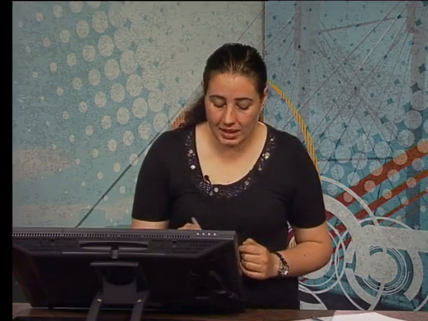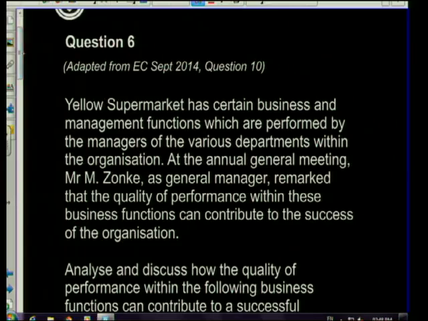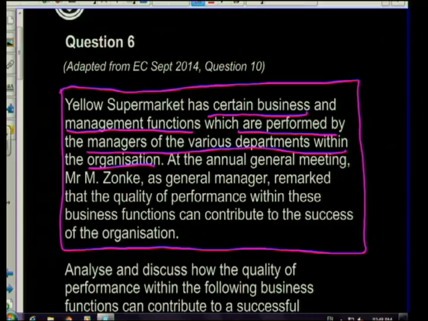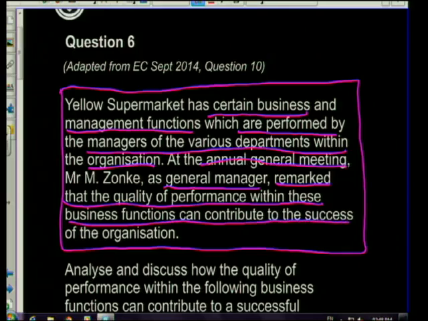So the one I've got for this section, in this case question 6, was again related to business operations. So let's have a look. Remember, the first section is always just the part that's going to give you a bit of background information. So Yellow Supermarkets has certain business and management functions which are performed by the managers of the various departments within the organization. At the annual general meeting, Mr. Zonke, as general manager, remarked that the quality of performance within these business functions can contribute to the success of the organization. So remember, this part is basically just a background story to help give you perspective.